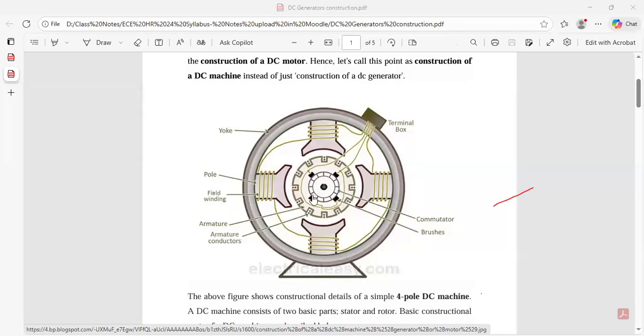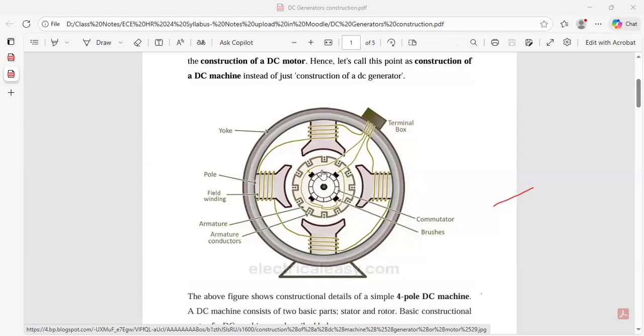When this armature is rotating, it is cutting the flux. Here, flux is there. Let us take this as North Pole and South Pole. Flux passes from North Pole to South Pole like this. Here also, North Pole, South Pole flux. Since we have four poles, how many fluxes will be there? Four fluxes. Number of poles P is 4.